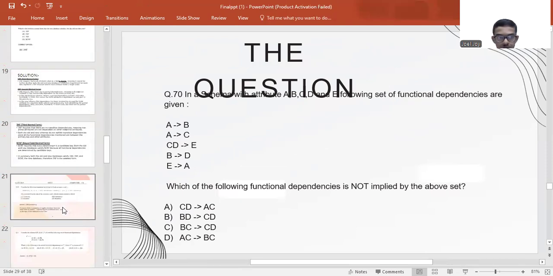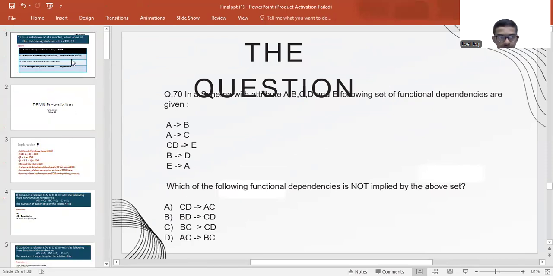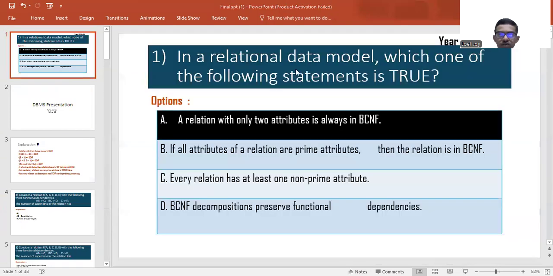Now we'll go to the next question, in which it says that in a relational data model, which one of the following statements is true? The options that are given are: a relation with only two attributes is always in BCNF. If all attributes of a relation are prime attributes, then the relation is in BCNF. Every relation has at least one non-prime attribute. BCNF decompositions preserve functional dependencies.